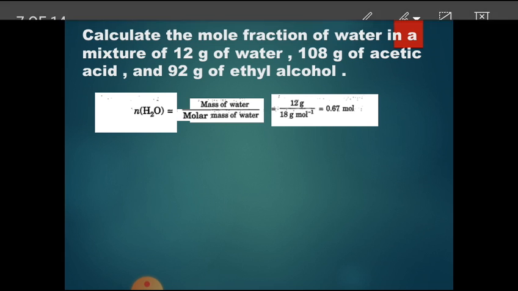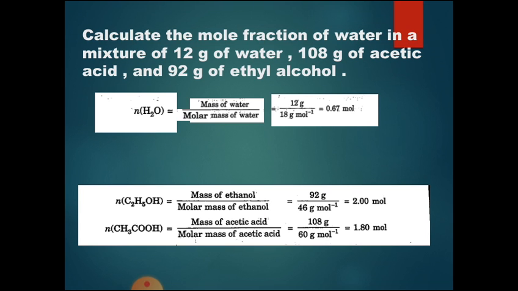In the same way we can find the number of moles for ethyl alcohol and also for acetic acid. The number of moles of ethanol is equal to the mass of ethanol divided by the molar mass of ethanol. Here 92 gram is given, divided by the molar mass. You have to calculate that: 2 into 12 plus 5 into 1 plus 1 into 16 plus 1 into 1, and you will get 46 gram per mole. With simplification, you will get the answer as 2 mole.